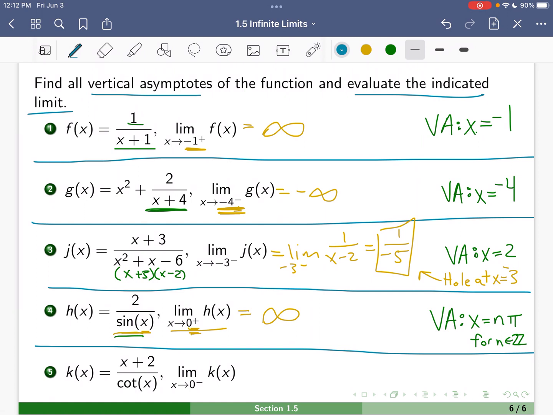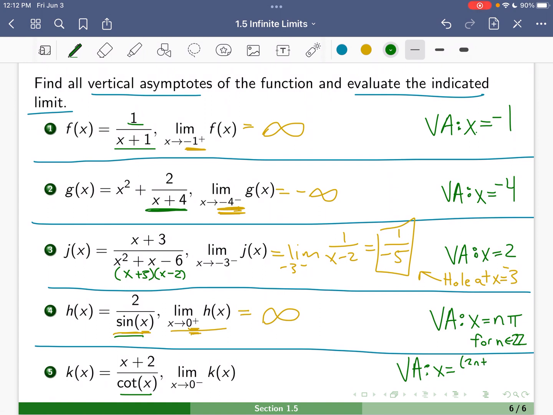Let's look at this other example. Here we have x plus 2 over cotangent of x. Where are we going to have issues here? Where do we have vertical asymptotes? So we will have vertical asymptotes at x equals, whenever cotangent is 0, and cotangent is 0 at all of the odd multiples of pi over 2.